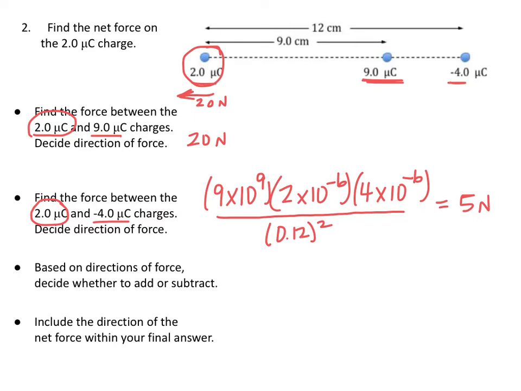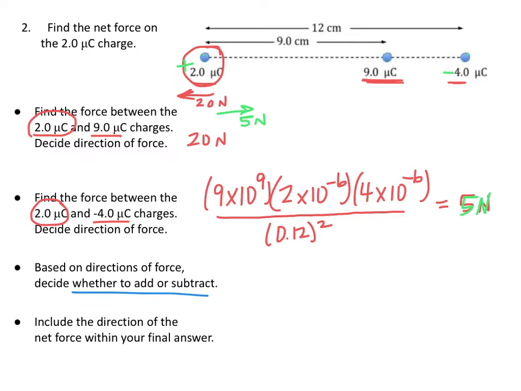Okay, so now let's think about the direction for this force. Let me switch to a different color here for a second. Okay, so this is our 5 newtons. That's between these outer charges here, and it's an attractive force because we have a positive and we have a negative. And so the 2 microcoulomb charge is going to get pulled toward the right. Okay, so important to notice which direction and what type of force it is, attraction or repulsion. And so that's the key thing, is then deciding whether to add or subtract.